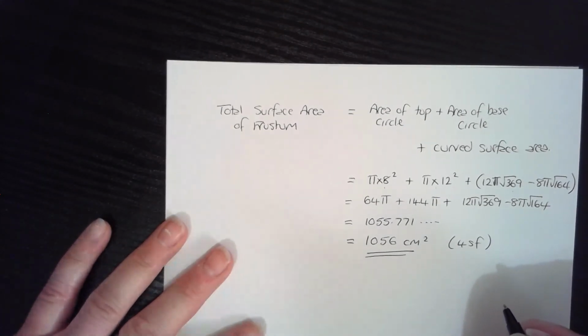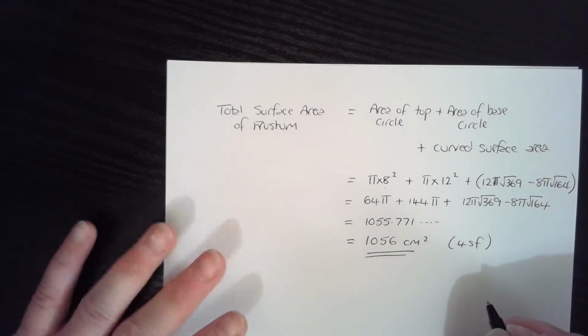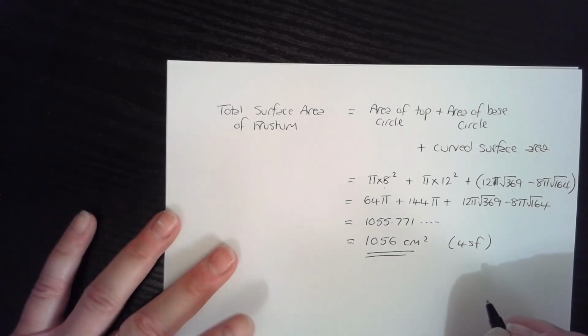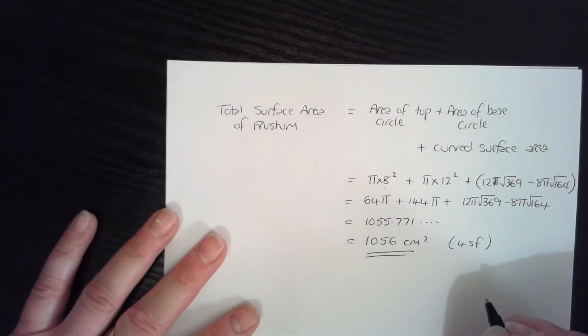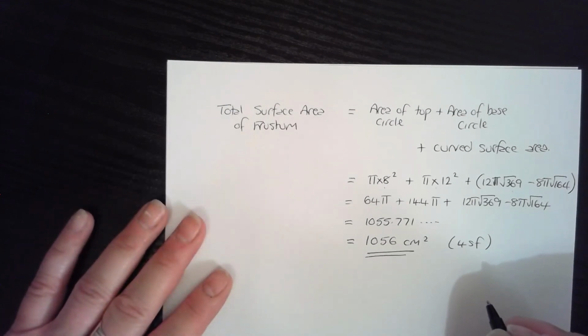Okay, as I said, in principle quite straightforward. Large cone take away small cone, but in reality can be a little bit more complicated and uses several other techniques such as similar triangles and Pythagoras.